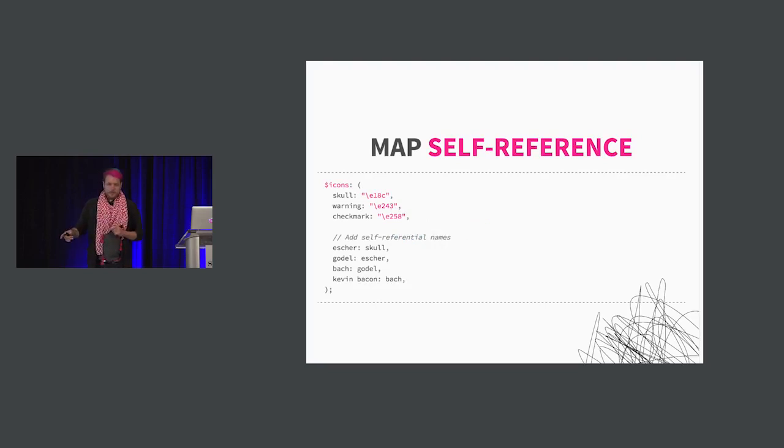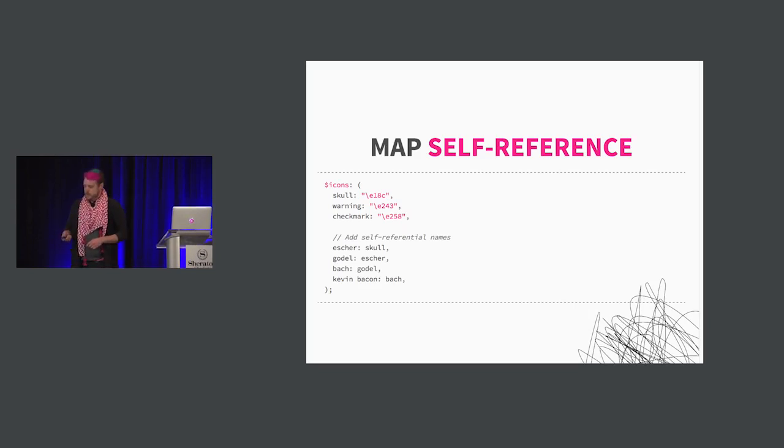So let's do something a little bit more creative with it. Let's say we want to have new names referencing old glyphs in our map. We can do this. We have Escher referencing skull. We have Goodell referencing Escher. Bach references Goodell. And we've got Kevin Bacon at the end.